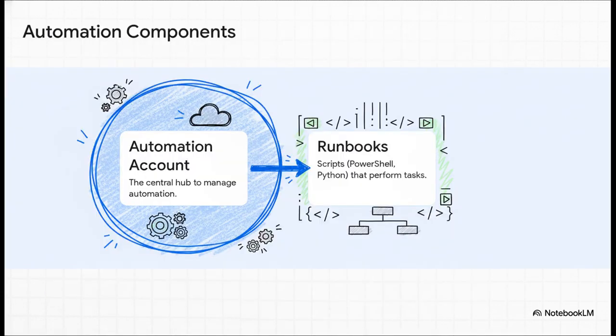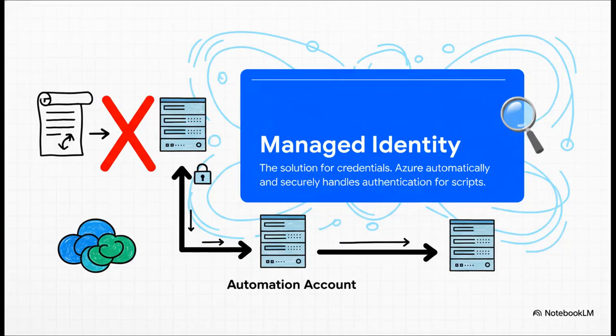So, how do you get started? It really boils down to two key things. First, you create an automation account. Just think of this as your central command center for everything automation. And then inside that account, you create what are called runbooks. These are just the scripts, usually written in PowerShell or Python, that actually contain the instructions to get the job done.